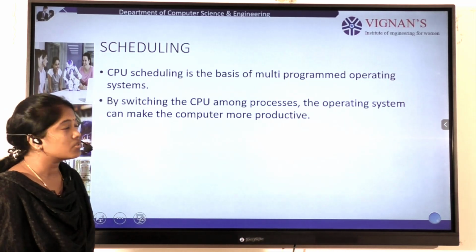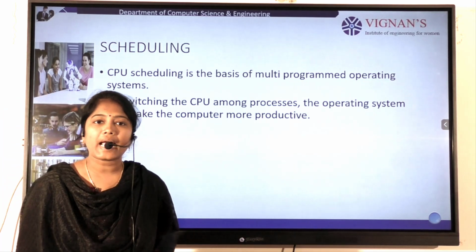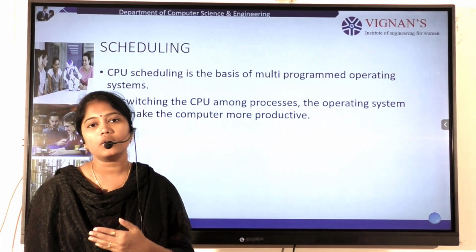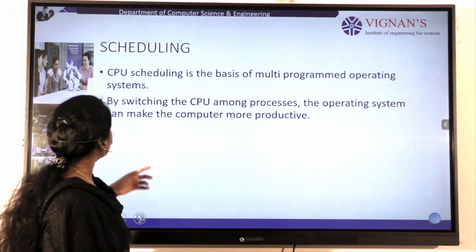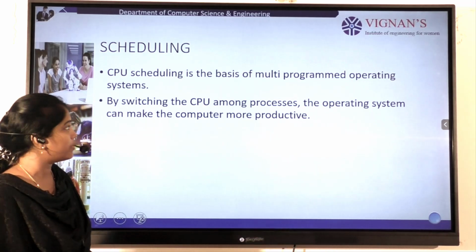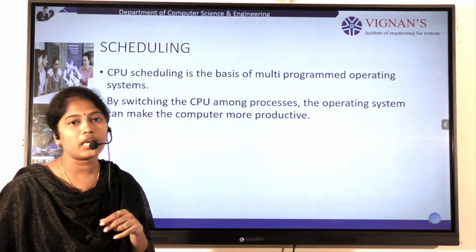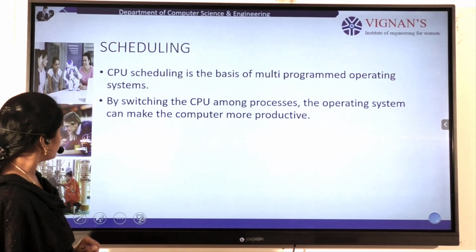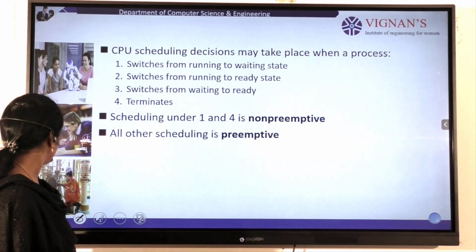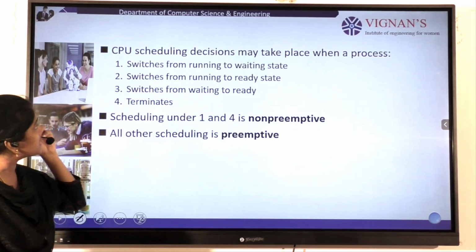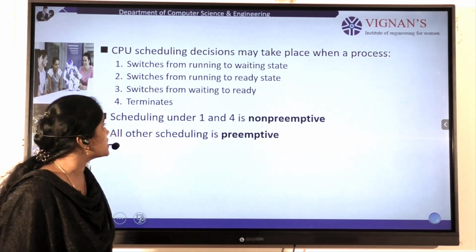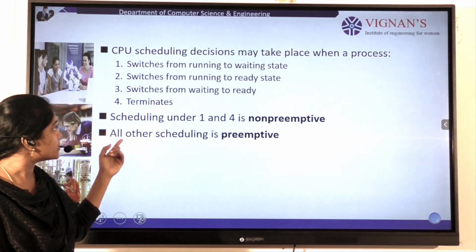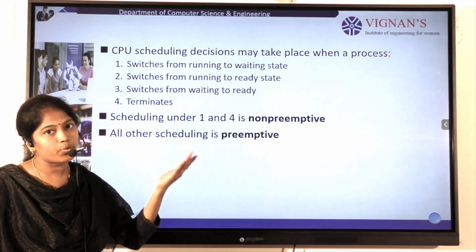So CPU scheduling is an activity by the process manager to remove a process from the CPU and to allot a new process to the CPU. The main objective of CPU scheduling algorithms is to switch processes among themselves. CPU scheduling takes place when a process switches from running state to waiting state, from running state to ready state, from waiting state to ready state, and when a process terminates.